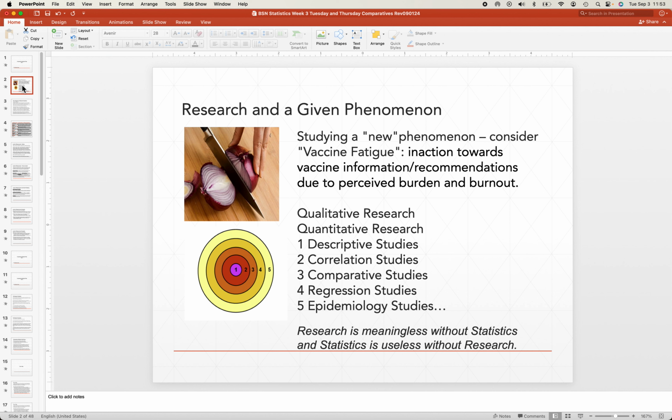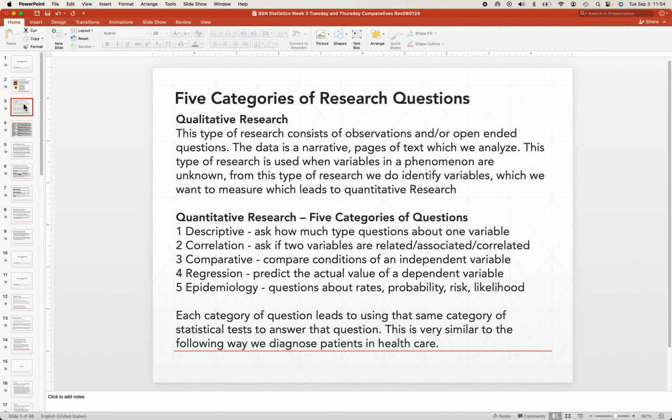And what I've listed here are the 5 categories I think of when I think of quantitative research. This all has to do with different levels of questions we're asking, and as we go down this list and these levels, we get a stronger and stronger type of research study. So we start off with descriptive, then we move to correlation, comparative, which is what we're discussing in this session. Then we can get into regression and epidemiology studies.